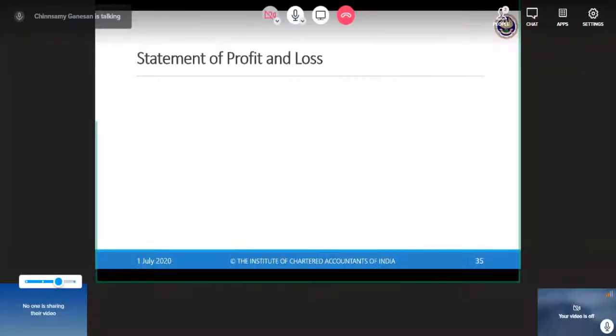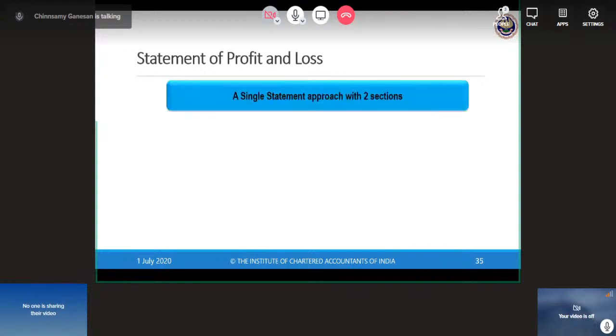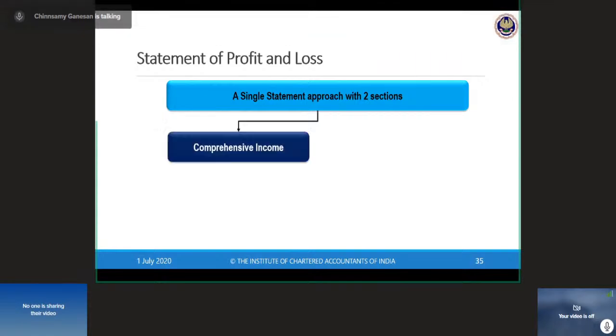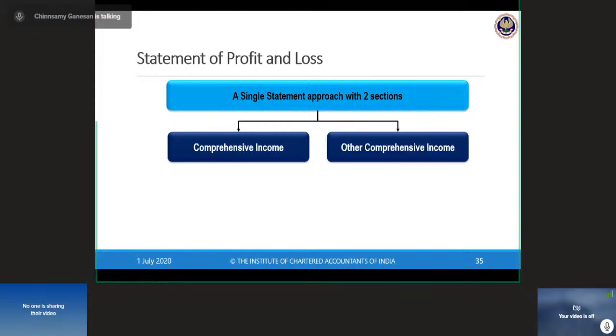which is unexpected. On the statement of profit and loss account, we have the second component of the issue, which is the profit and loss account. We have the two statement approach, where the financial statement, especially the profit and loss account, will be split into two categories: the comprehensive income statement and the other comprehensive income statement. This is what is a two statement approach. Comprehensive income statement is nothing but the profit and loss account.